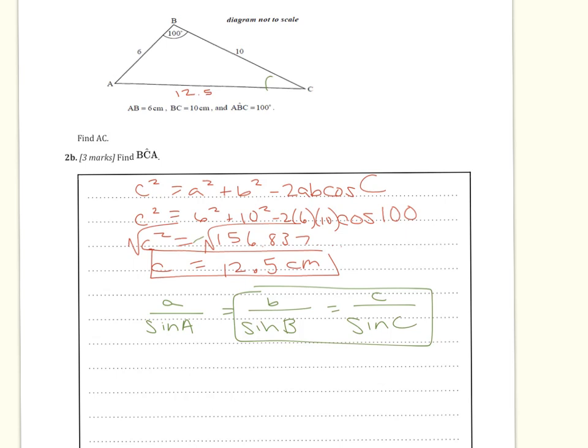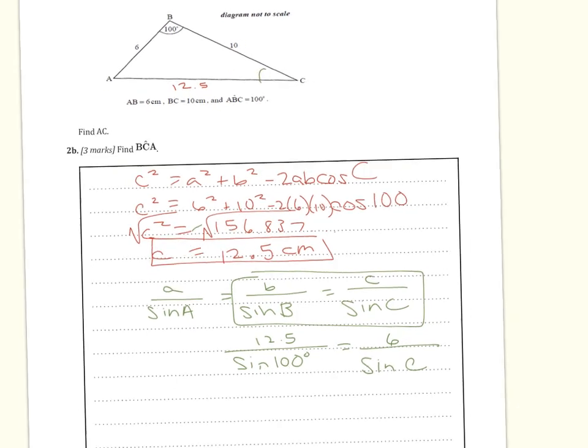So length b is 12.5. That's the length of the side that's across from angle B. We know angle B is 100. The length of side c is 6, and the angle C is what we're trying to find.